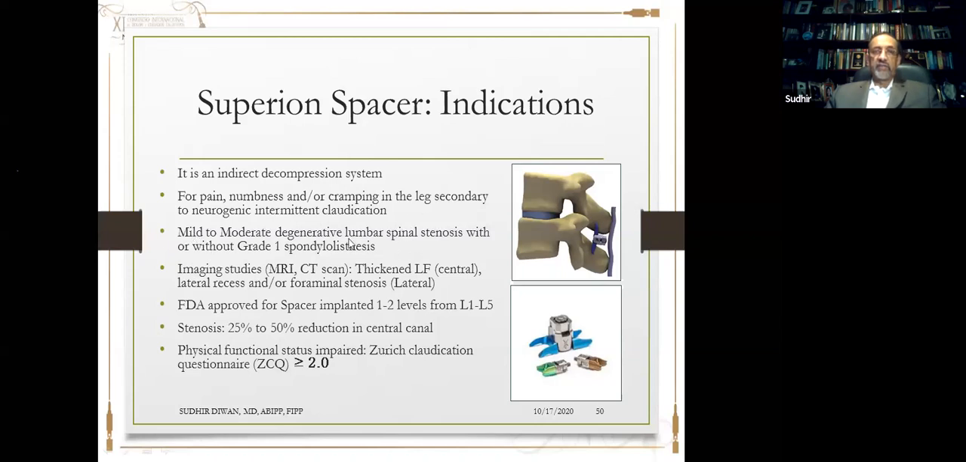And the reason is when stenosis is so tight, your canal and lateral recesses are only left 1/3 of the size, then this procedure will not help. So sometimes we do it depending on clinical judgment, and the patient insists that he wants to try before he goes to more extensive surgery. We do it, but it's not approved for severe spinal stenosis. Imaging studies are very important, and I mentioned everything.